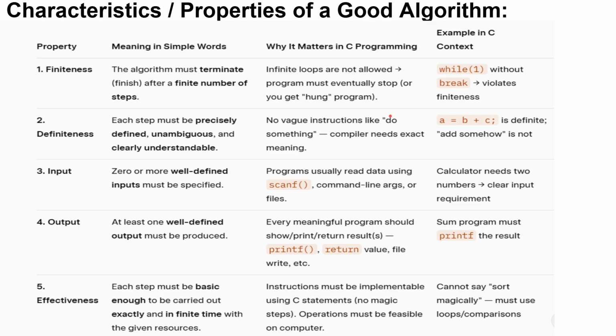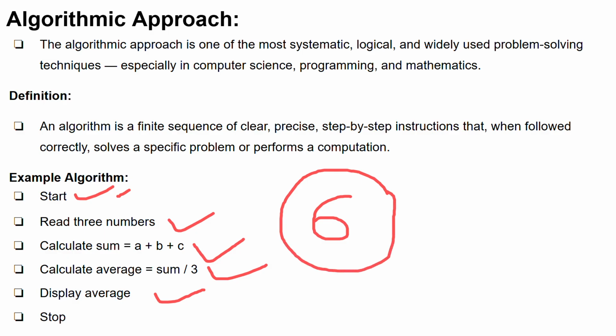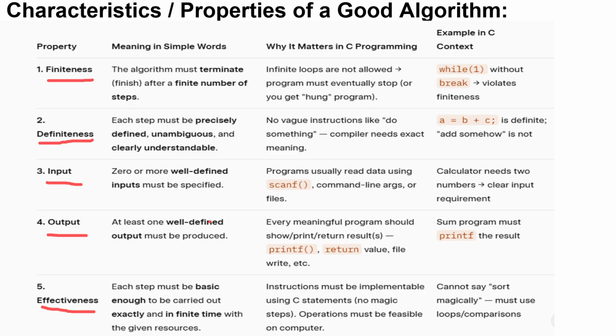Next, we have the characteristics of the algorithmic approach. First we have finiteness, then definiteness, then it should have input, it should have output, and it should have effectiveness. First we see finiteness. That means an algorithm must contain a finite number of steps. If you see this example, we have 1 2 3 4 5 6, so the algorithm has 6 steps. Every algorithm must have a finite, that is countable, number of steps. That is the first characteristic, finiteness.